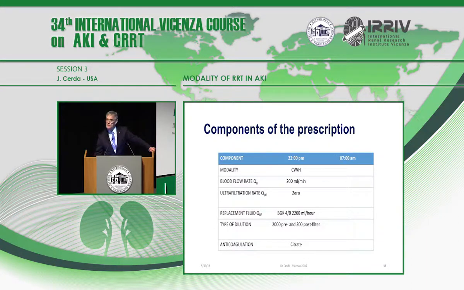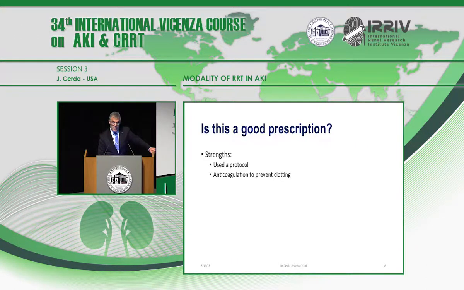So this is the situation. The patient is on CVVH, a very popular way of doing CRRT. The blood flow rate is 200. The ultrafiltration rate is 0 for the sake of simplicity. Replacement fluid is going at 2,200 ml an hour, 2,000 pre- and 200 post-filter, and the anticoagulation is with citrate. Okay. The fellow did a lot of good things. He used a protocol, that's good. He put the patient on anticoagulation with citrate, which prevented clotting.